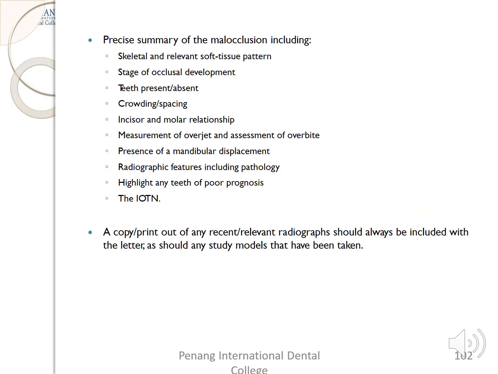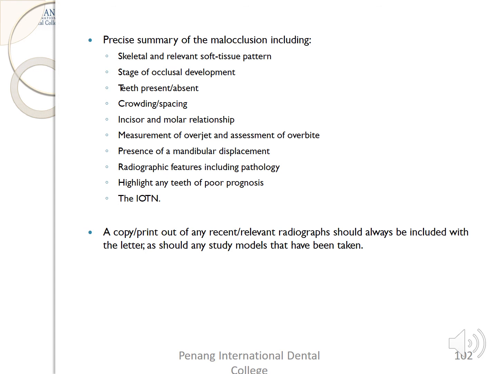You also need to provide a precise summary of the malocclusion, including the skeletal and soft tissue pattern, the stage of occlusal development, whether it is mixed dentition or permanent dentition, teeth present or absent, the crowding or spacing, incisor and molar relationship, the measurement of overjet and assessment of overbite, the presence of a mandibular displacement or premature contact, radiographic features including pathology, highlight any teeth of poor prognosis and write down the IOTN as well.